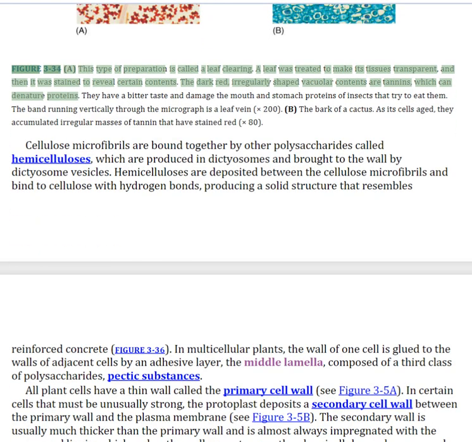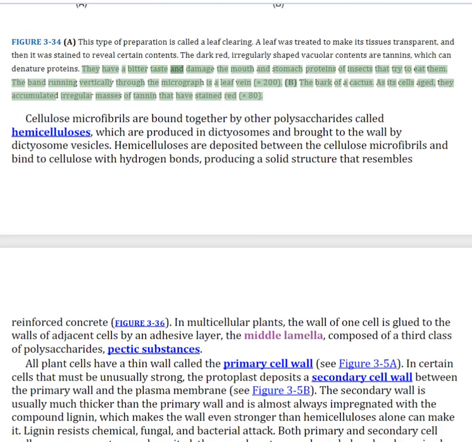Figure 3.34: This type of preparation is called a leaf clearing. A leaf was treated to make its tissues transparent, and then it was stained to reveal certain contents. The dark red, irregularly shaped vacuolar contents are tannins, which can denature proteins. They have a bitter taste and damage the mouth and stomach proteins of insects that try to eat them. The band running vertically through the micrograph is a leaf vein.